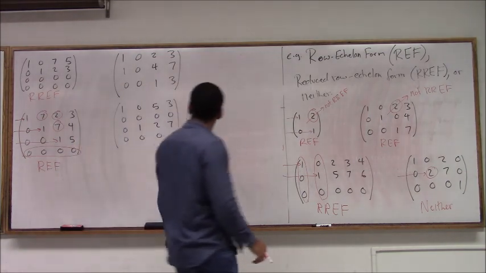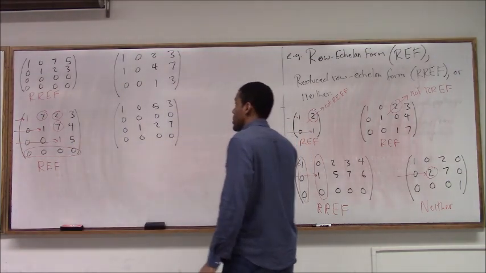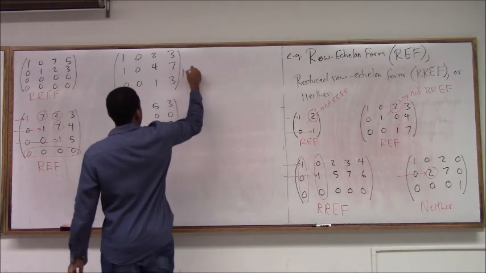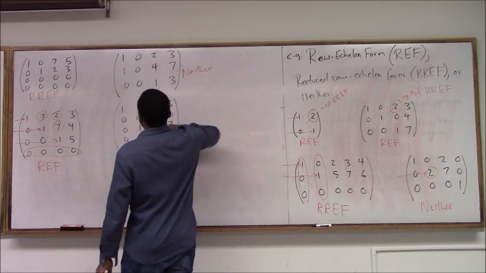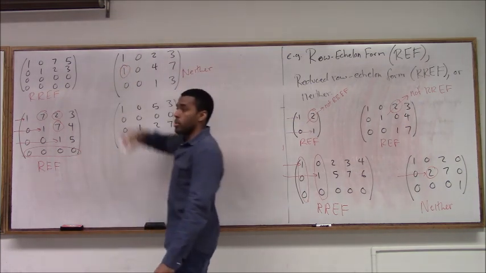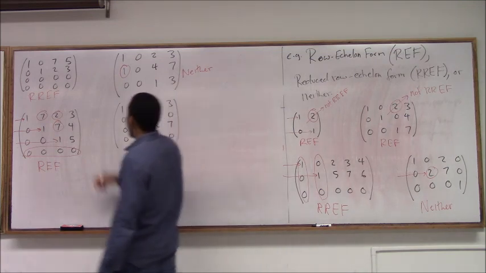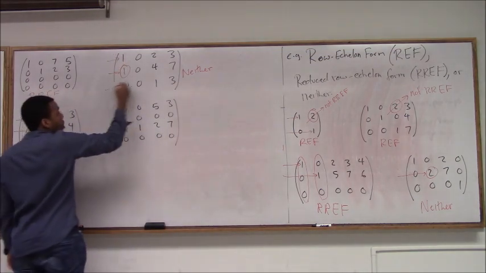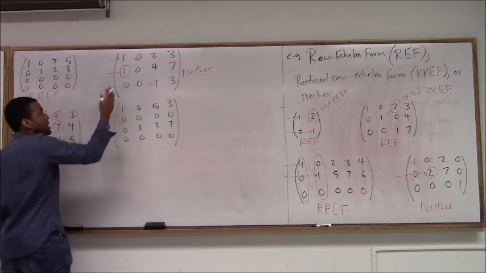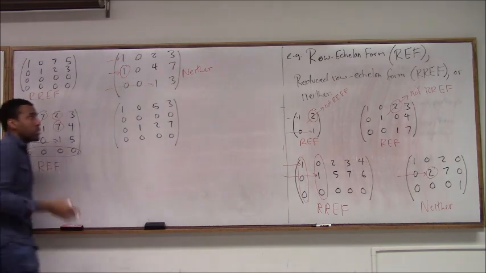What about this one? Neither. Why? That pivot is not to the right of the pivot above it. So while the first non-zero number in each row is a 1, that guy's in the wrong position. He needs to either be over here or over there.